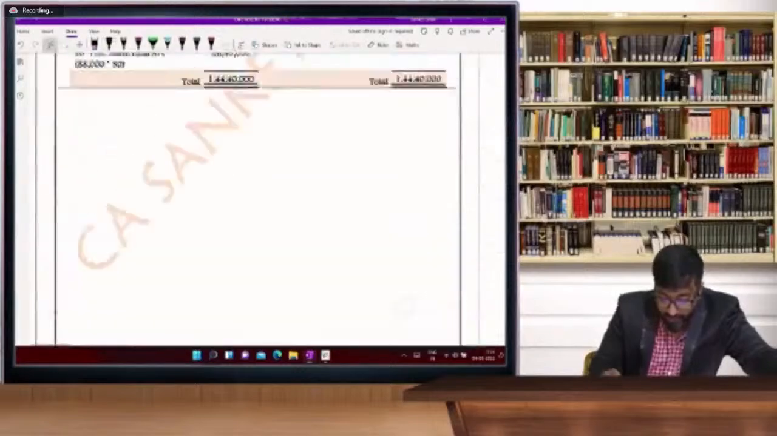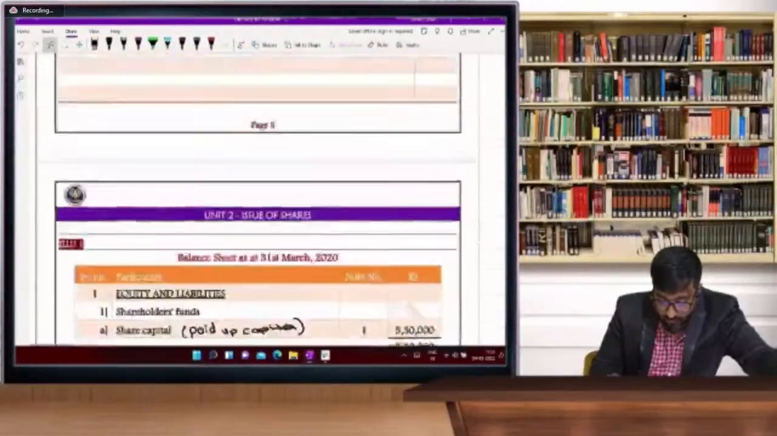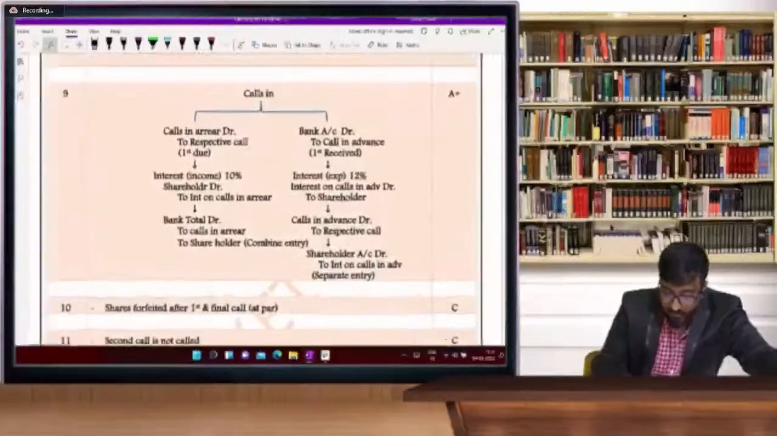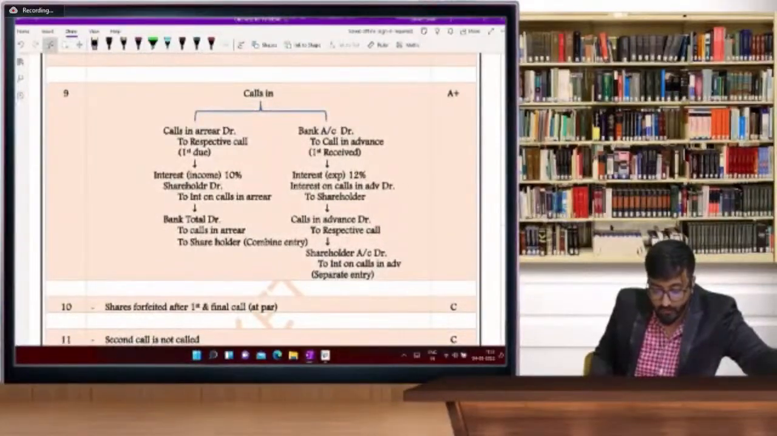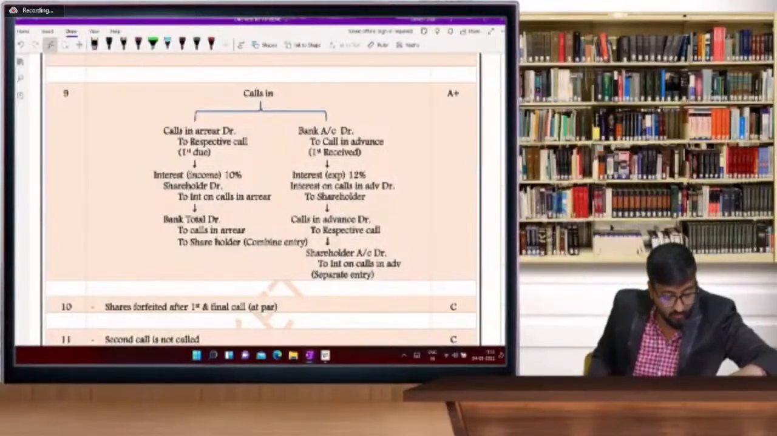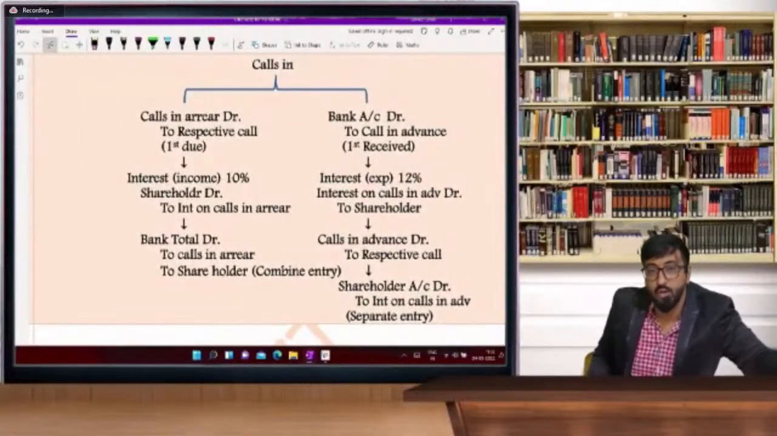So index. First finish with the index. Illustration number 9. Write down this. Calls in arrears. Now this is an A plus category question. Calls in arrears to respective call. Arrears has a debit balance, and bank account debit to calls in advance. So first received.